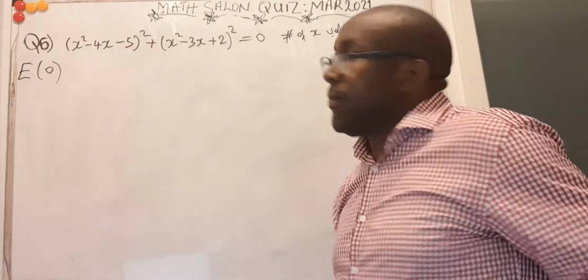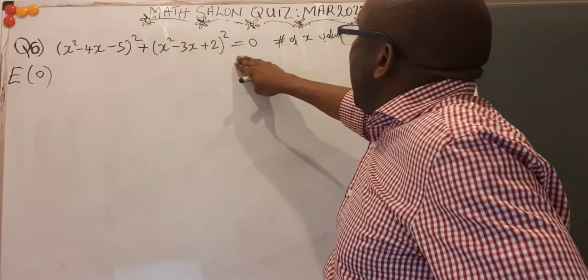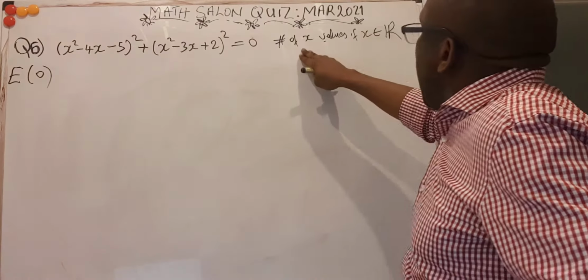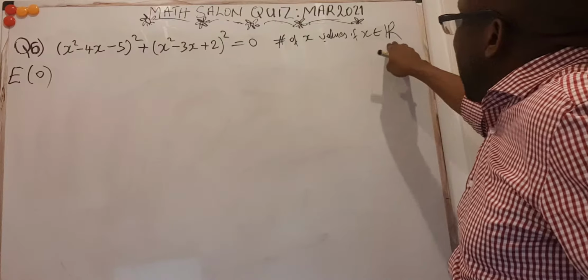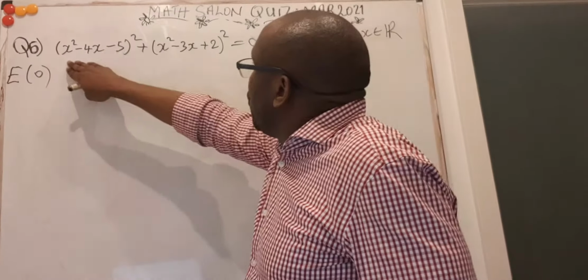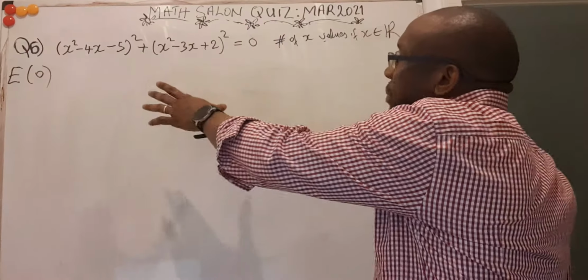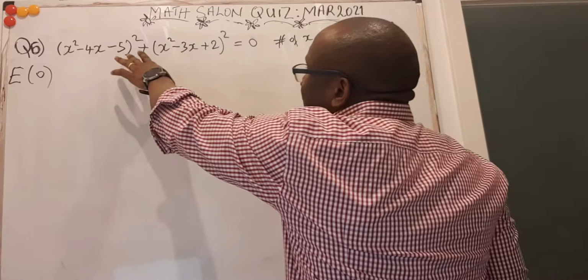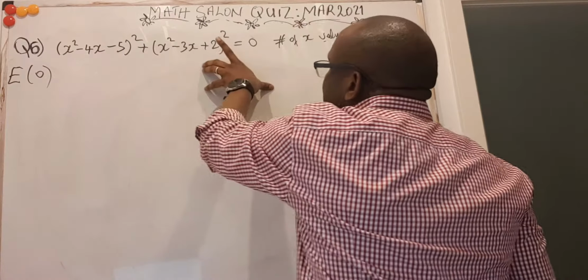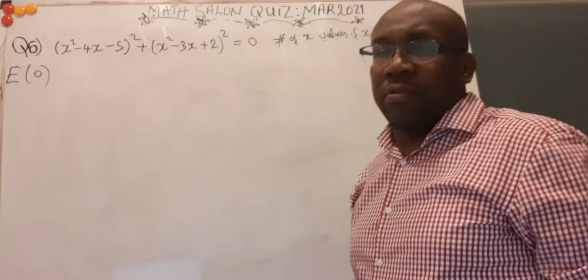Question number 6. Question number 6, we were given this equation and you were asked to look for the number of values of x if x is a real number. So if that is true, we're supposed to look at this and try to solve. Of course, you can start by trying to open that, expand that to the second power, expand this and try to solve and do all that. That was not really the idea in this question.